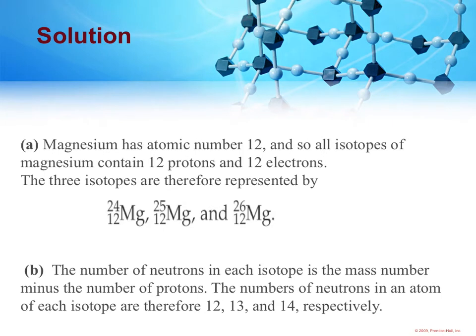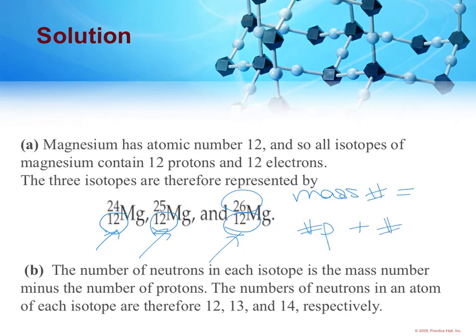If you look at a periodic table, you can see that magnesium has an atomic number of 12, and so all of the isotope or element symbols for magnesium must have 12 on the bottom. What goes on the top is the mass number. So remember, hopefully, that mass number equals the number of protons plus the number of neutrons. So we know how many protons each magnesium isotope has, and the question gave us the number of neutrons, so you simply add them together.